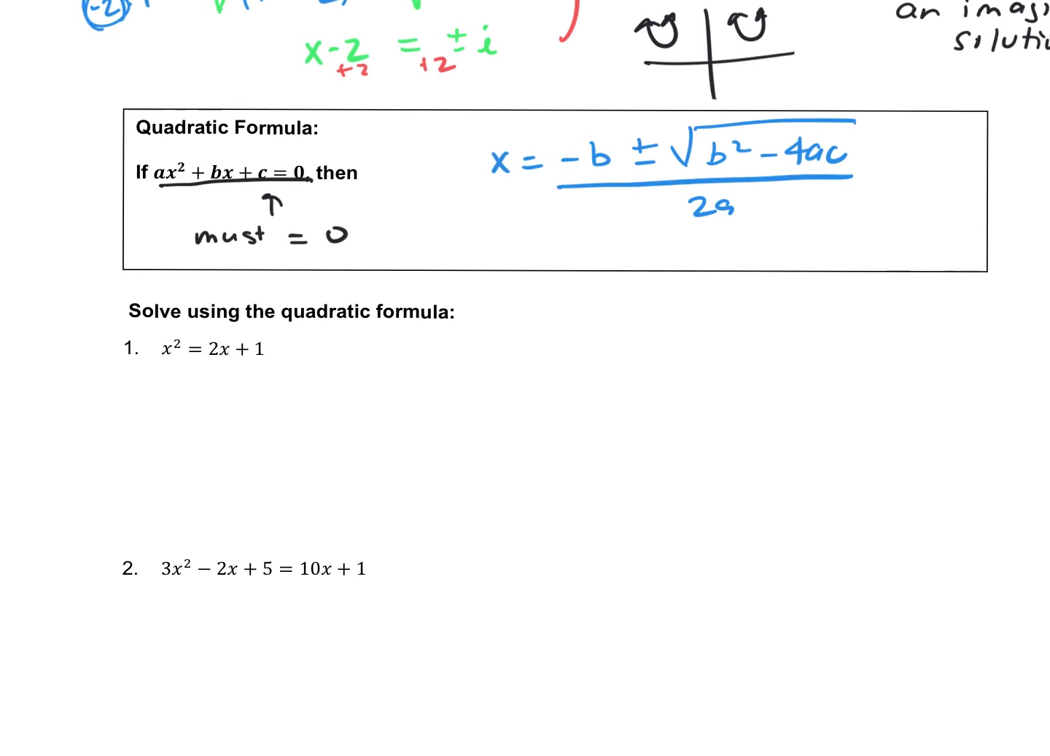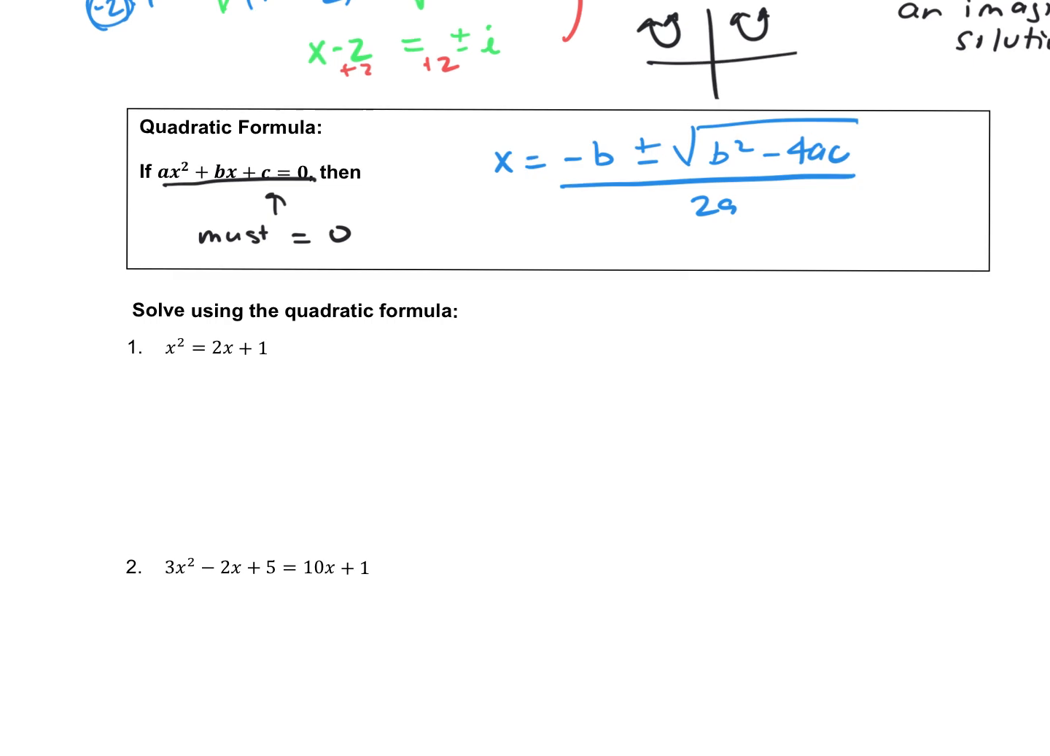So when we look at how to solve these, again, we must be in standard form where everything's moved to the other side, equal to 0. This is not happening here. So we're going to have to move the 2x and the 1 over here. So I'm going to wind up with x squared, and I'm going to write it in the form ax squared plus bx plus c. So I wind up with this.